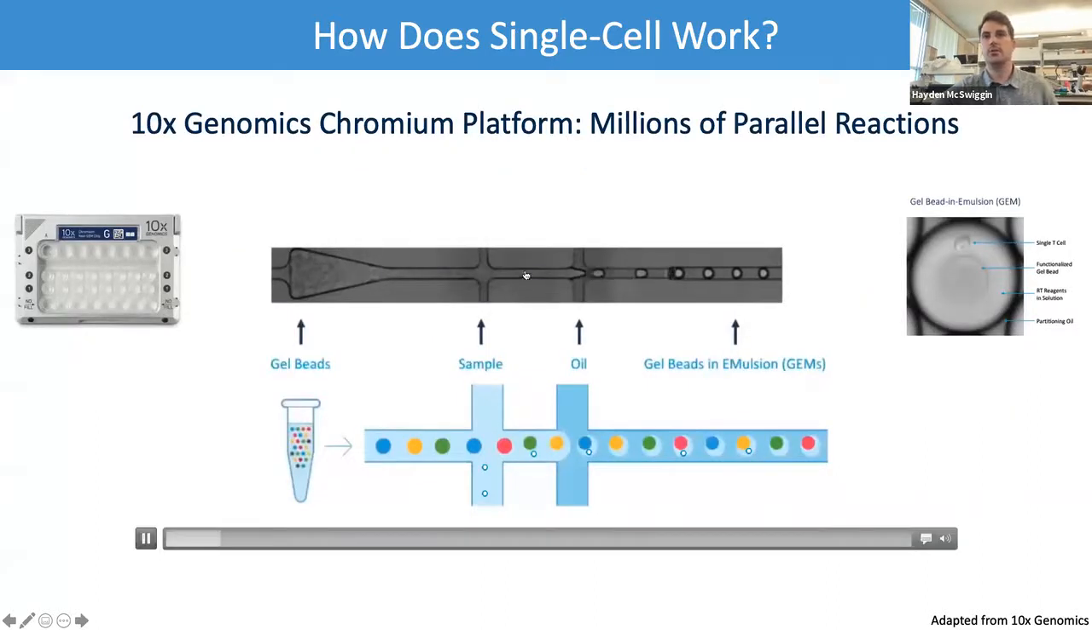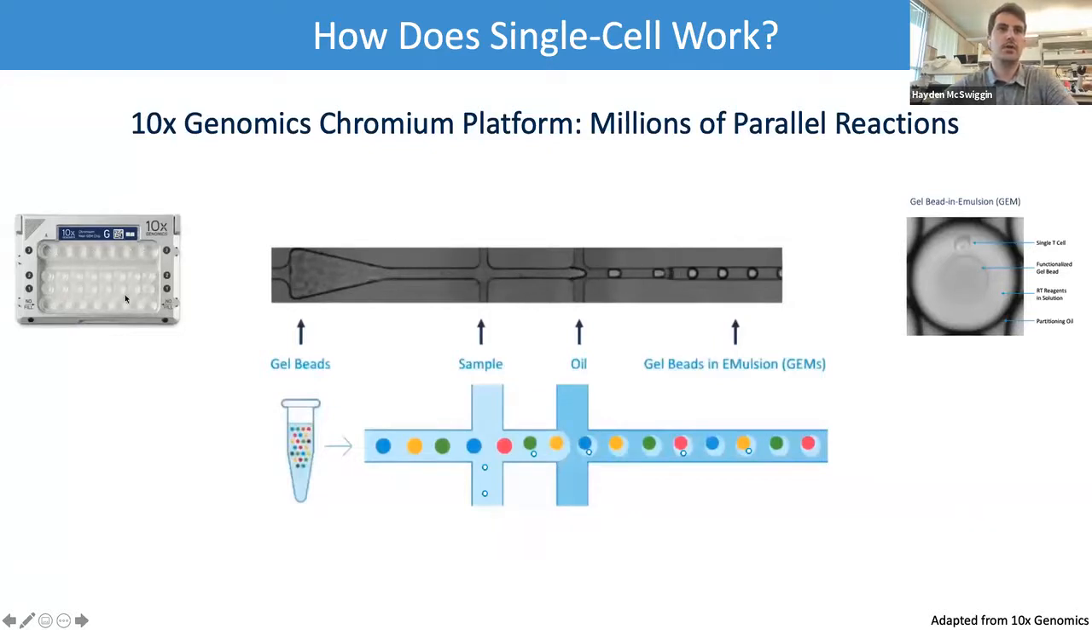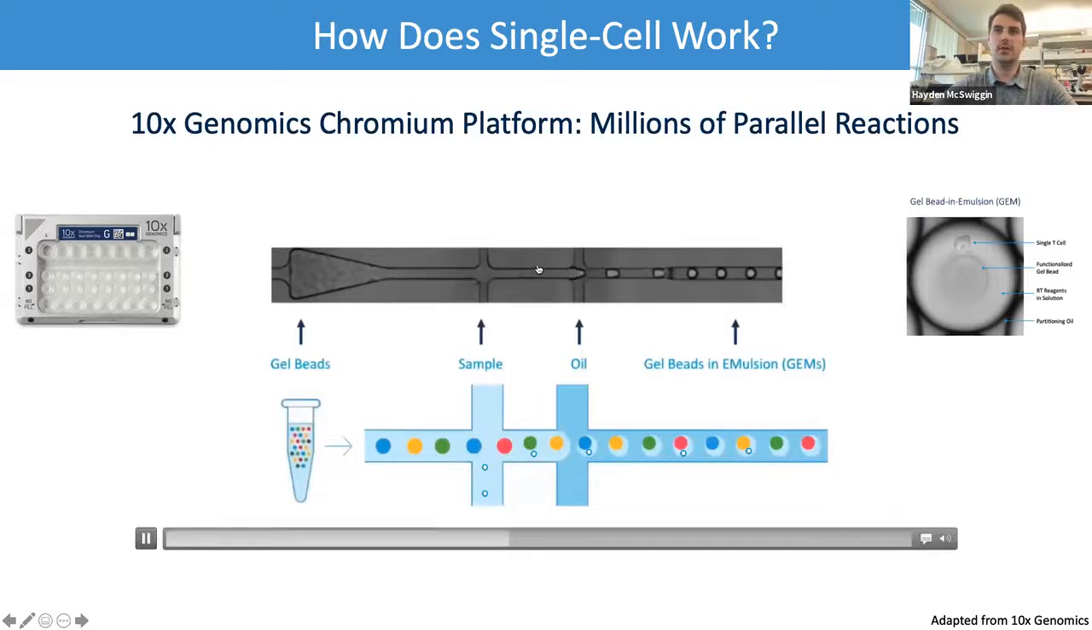So this is a close-up look of these microfluidic devices. Here's the not close-up look, just what the chip will look like. There's eight lanes here on the left, and this is one of the lanes in the video image here. What's happening here is these gel beads are being flowed through these channels.